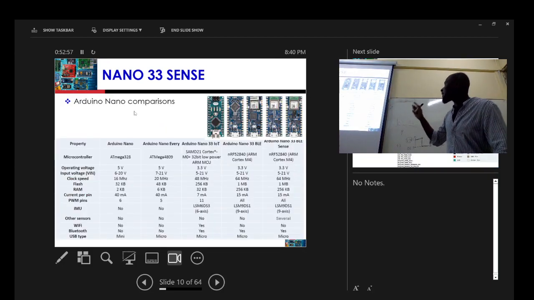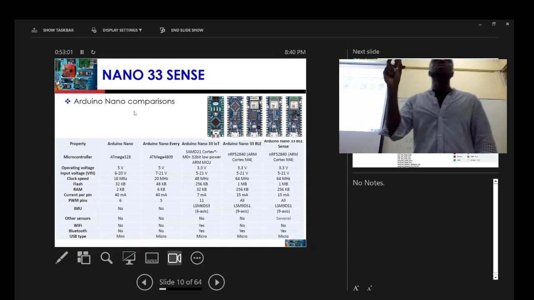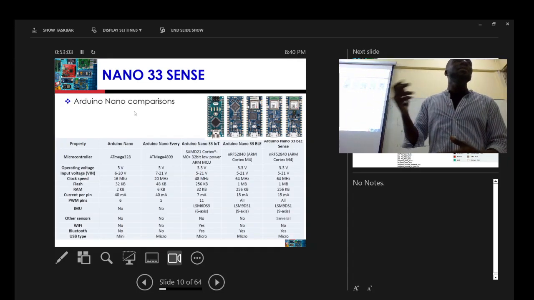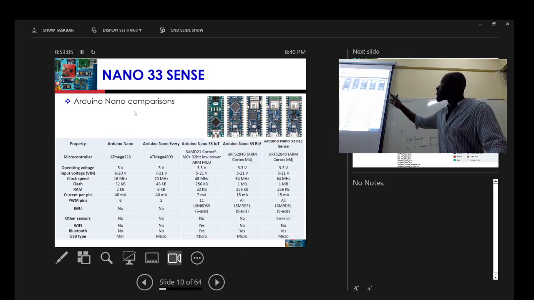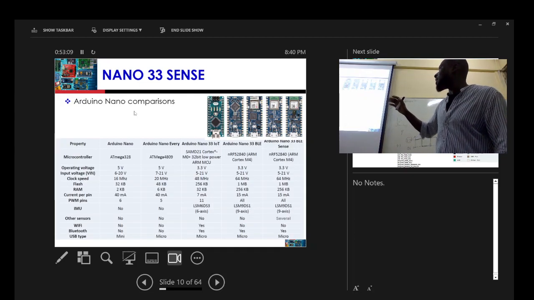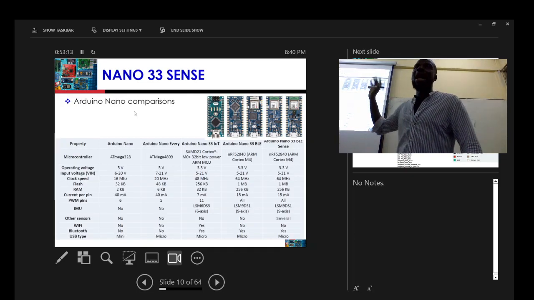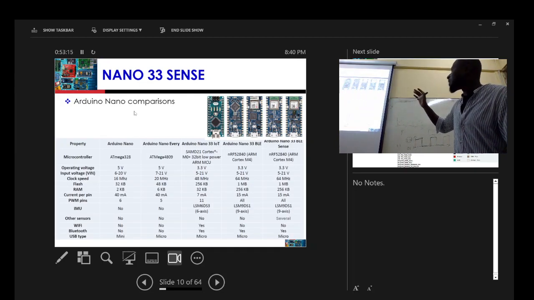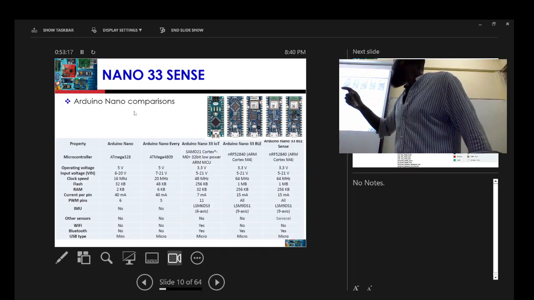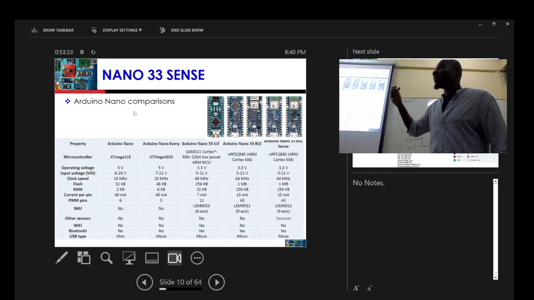But now, an important thing is that for this Arduino Nano Sense, there are so many versions of the Arduino Nano. We have the Arduino Nano, just the name. Then we have the Arduino Nano Every. We have the Arduino Nano 33 IoT. We have the Arduino Nano 33 BLE, and then we have the Arduino Nano 33 BLE Sense. So this is the Arduino Nano 33 BLE Sense.